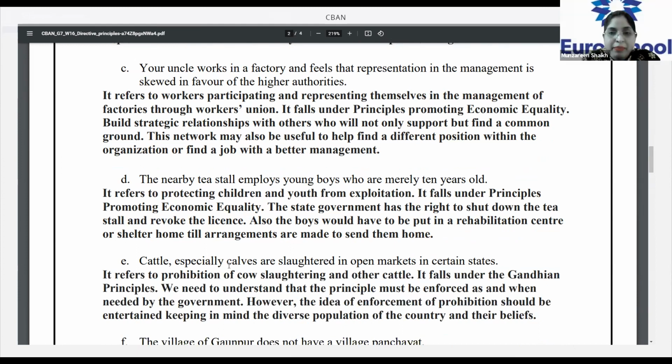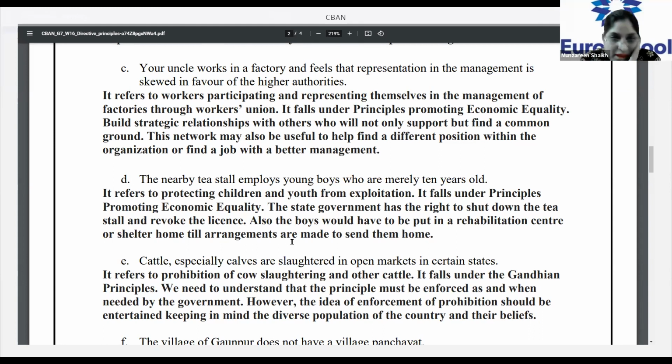The nearby tea stall employs young boys who are merely 10 years old. Principles promoting economic equality. Why do you think it is included in economic equality? Protecting children and youth from exploitation. Yes, because it refers to protecting children and youth from exploitation. Okay, therefore it comes under the economic equality principle. Now, what would be the solution for this? What are you going to do for this? Ma'am, inform the police. Okay, all right.